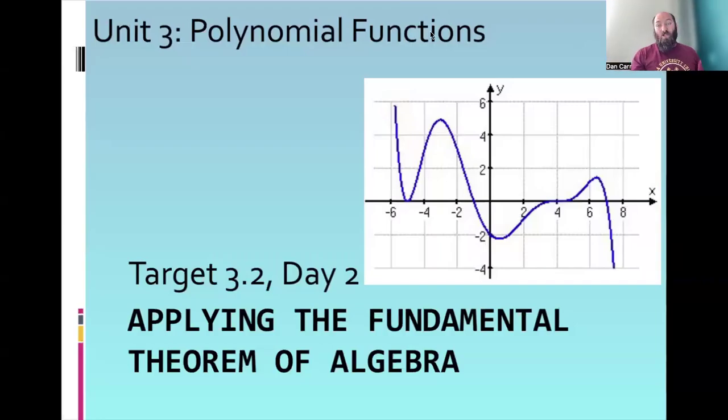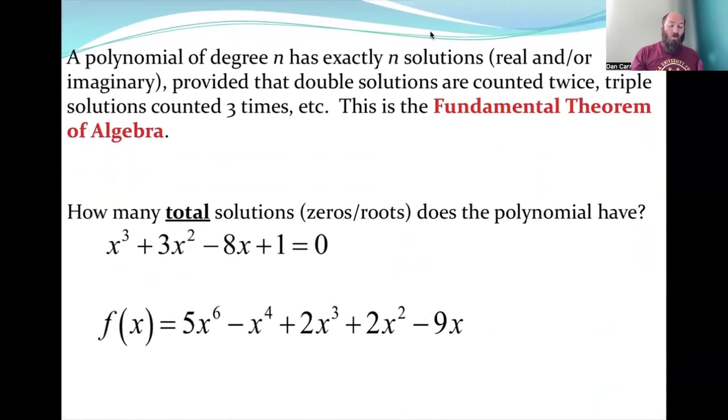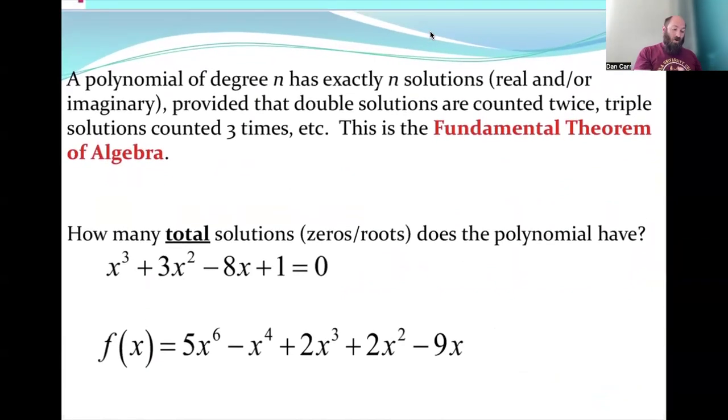Today we're going to be looking at 3.2 day 2, applying what's called the fundamental theorem of algebra. So polynomials, we've talked about their graphs, a little bit about their end behaviors and everything. But now we're going to talk a little bit more about that and what's called the fundamental theorem of algebra.